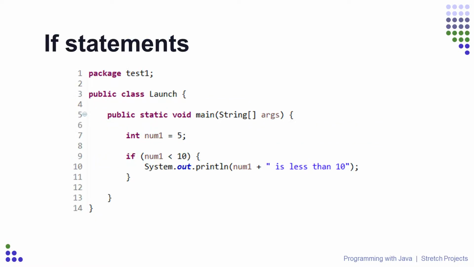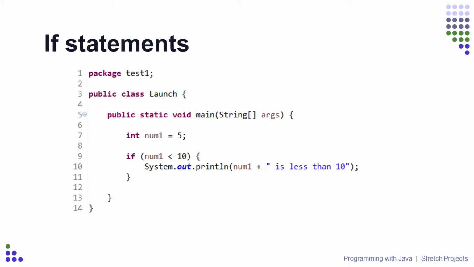So now we're going to try and make our programs a little bit smarter, and we will do this by making our programs only run certain pieces of code depending on certain conditions being met. Java uses if statements to do this. In this example, we're going to print a message when the value of num1 is less than 10. We set the value of num1 to 5, so it is going to run in this example.